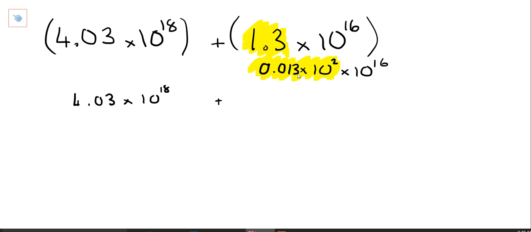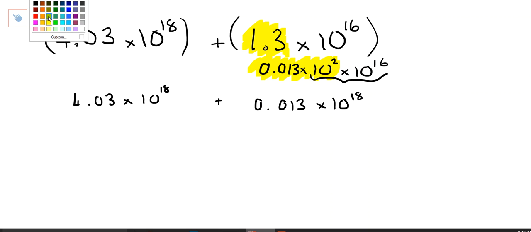Now, this is where we might make the decision and think, well, it would probably have been easier, if I'm not happy dealing with decimals like this, to have done the other one, the bigger one. But we ought to have these skills, shouldn't we? So then this becomes 0.013 times 10 to the power of, well, now I've got those two together, that will be times 10 to the 18. Okay?